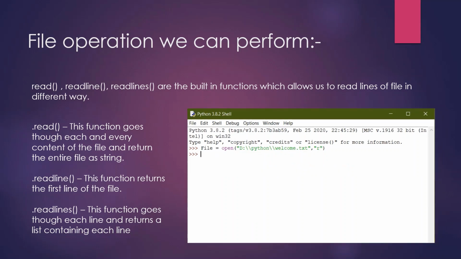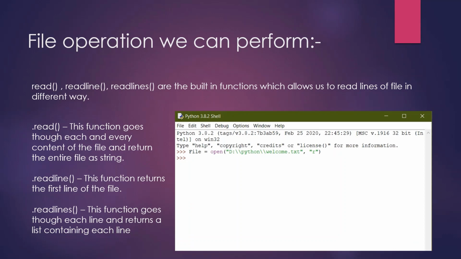Now the next function is the readline function. This function returns the first line of the file. Let's see this in action in the IDE. Firstly the print function, and inside the print function the file object variable name dot the readline, and here successfully we did it. Okay, so this is about the readline.